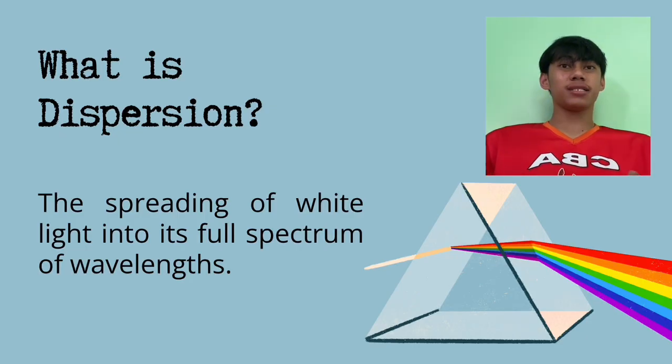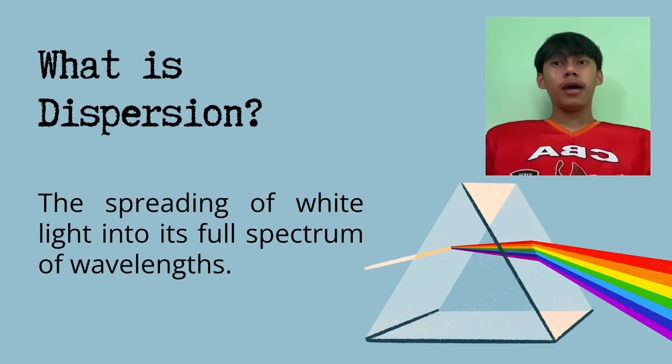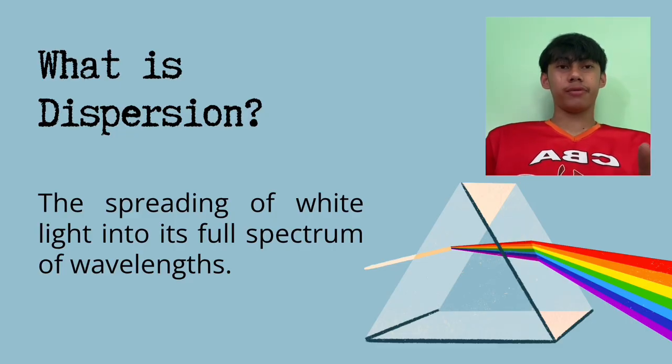Dispersion is defined as the spreading of white light into its full spectrum of wavelengths. More technically, dispersion occurs whenever the propagation of light, or the spreading of light, depends on its wavelength. Any type of wave can exhibit dispersion. For example, sound waves, all types of electromagnetic waves, or even water waves can be dispersed according to wavelength.